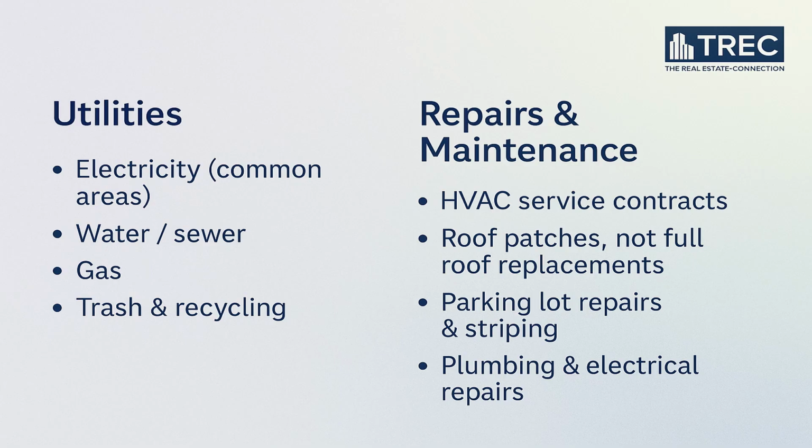Utilities for the common areas and base building systems are classic operating expenses. Electricity to run common lights and HVAC, water and sewer, trash, and so on. On the maintenance side, this is where we see service contracts like HVAC maintenance contracts and repair work that keeps existing systems functioning, patching the roof, repairing potholes, fixing interior plumbing and electrical issues. The key idea, these are current period costs to keep existing systems working, not major upgrades or complete replacements. We'll talk about what doesn't belong here in a minute.